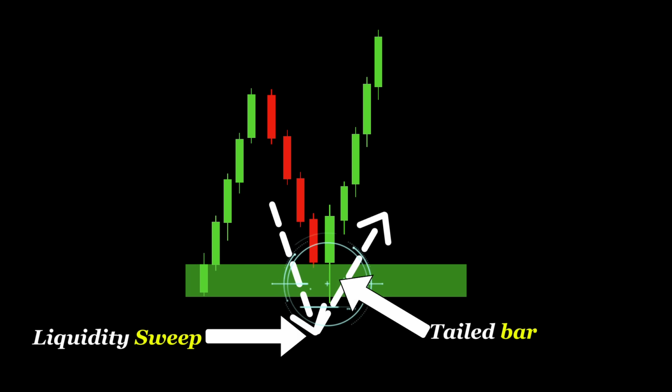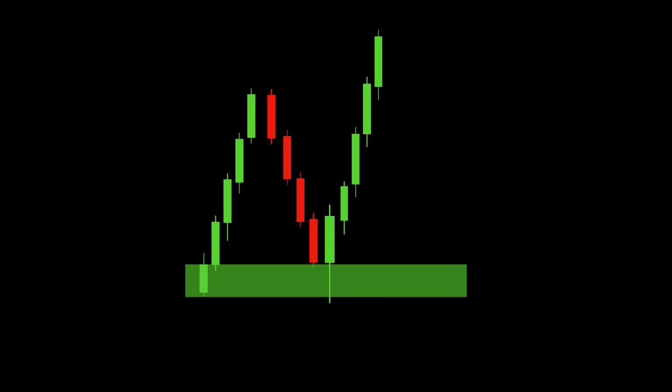The long tail of the tailed bar shows us that after the liquidity sweep, buyers stepped in aggressively, rejecting the lower price. The body of the tailed bar closes back above or inside the demand zone, which signals that the demand zone is being respected by smart money. The long tail tells us that all the selling pressure has been absorbed, and the market is now ready to move upward. This tailed bar acts as a confirmation to enter a buy trade after the liquidity sweep, as it shows that smart money has rejected lower prices.